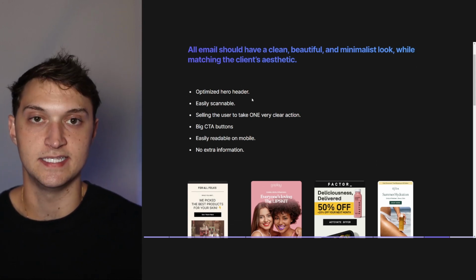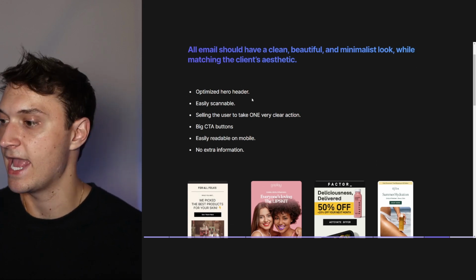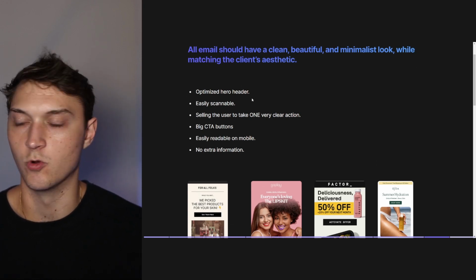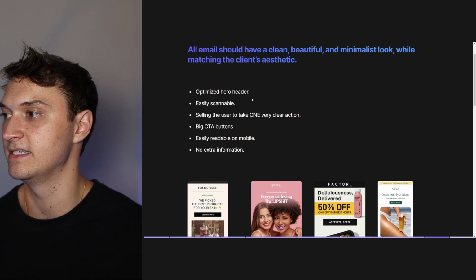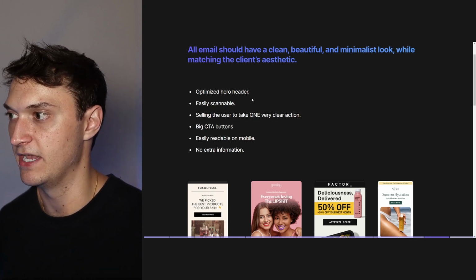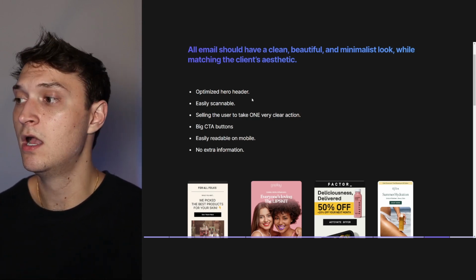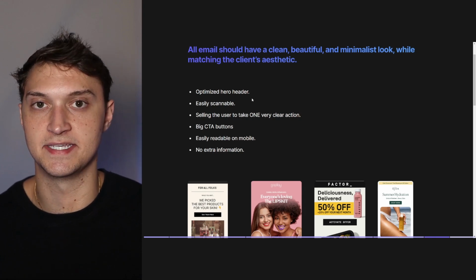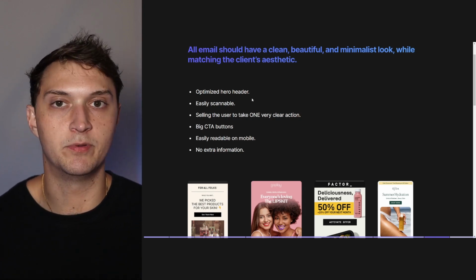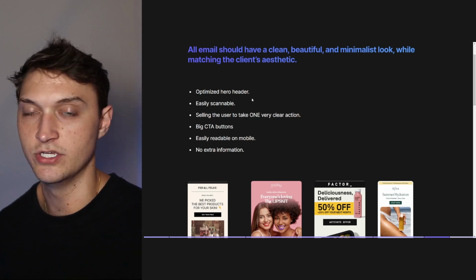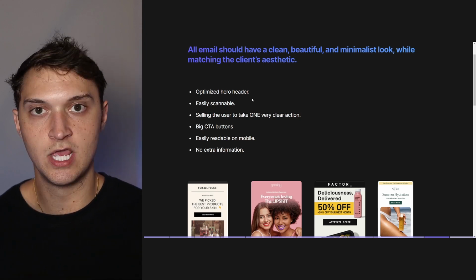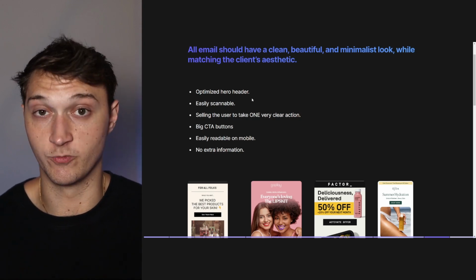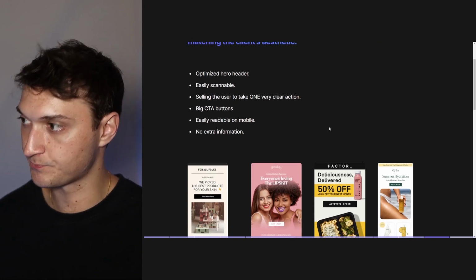We want it to be easily scannable because nobody's going to be reading every single word of every email. Everybody scans things. Everybody has a very short attention span nowadays. We want to sell the user on taking one very clear action. As I said, we want one CTA. We don't want people going to TikTok, then Instagram, then to your category pages, then to your bestsellers. We don't want to do that. We want really one link for the entire thing.